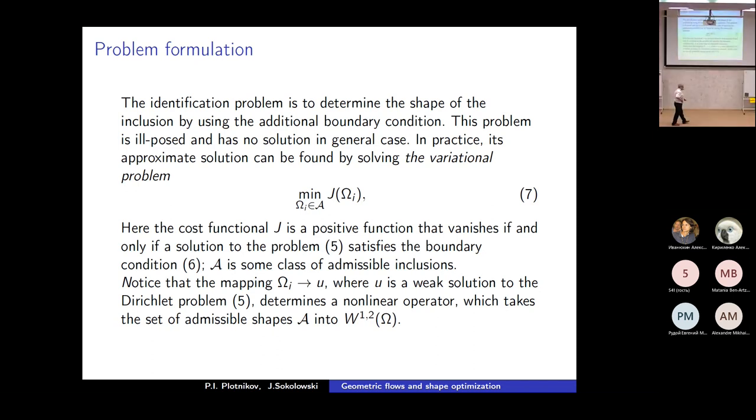First of all, of course, this problem has no solution. There is no chance to find a solution because it is simply absent. In practice, this problem is replaced by a variational problem. We introduce some cost functional, we discuss it later, where J, capital J, vanishes if and only if gamma is an exact solution of our problem and is positive in the opposite case. And A is some class of admissible inclusions or shapes. Here arises a very interesting question: what is the shape? What is the shape? Okay, let us go on.